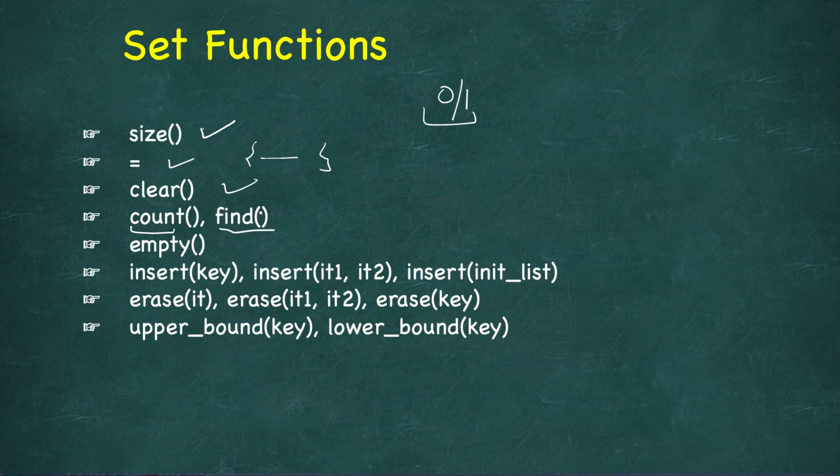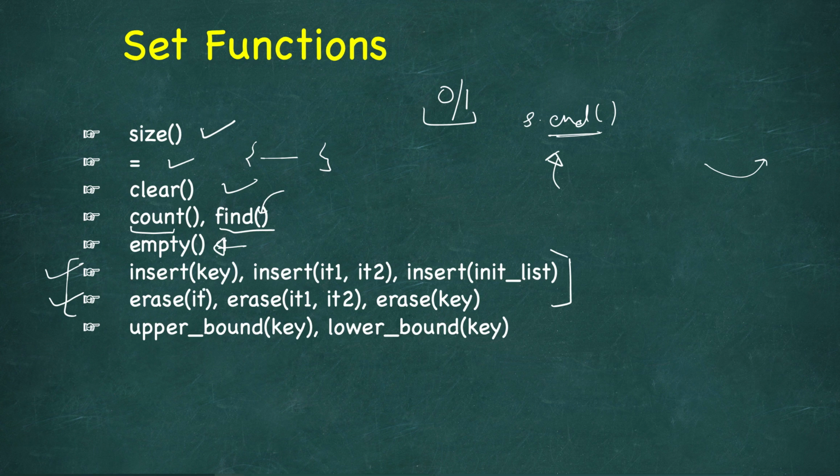Find will search for a number and return the iterator to that number. If it does not find the number, it will return set.end, that is, it will not point to a valid element but beyond the last one. Empty is used to check whether there are any elements or not. Then we have insert and erase, which we will see in some detail because they have multiple versions and all of them can be useful.